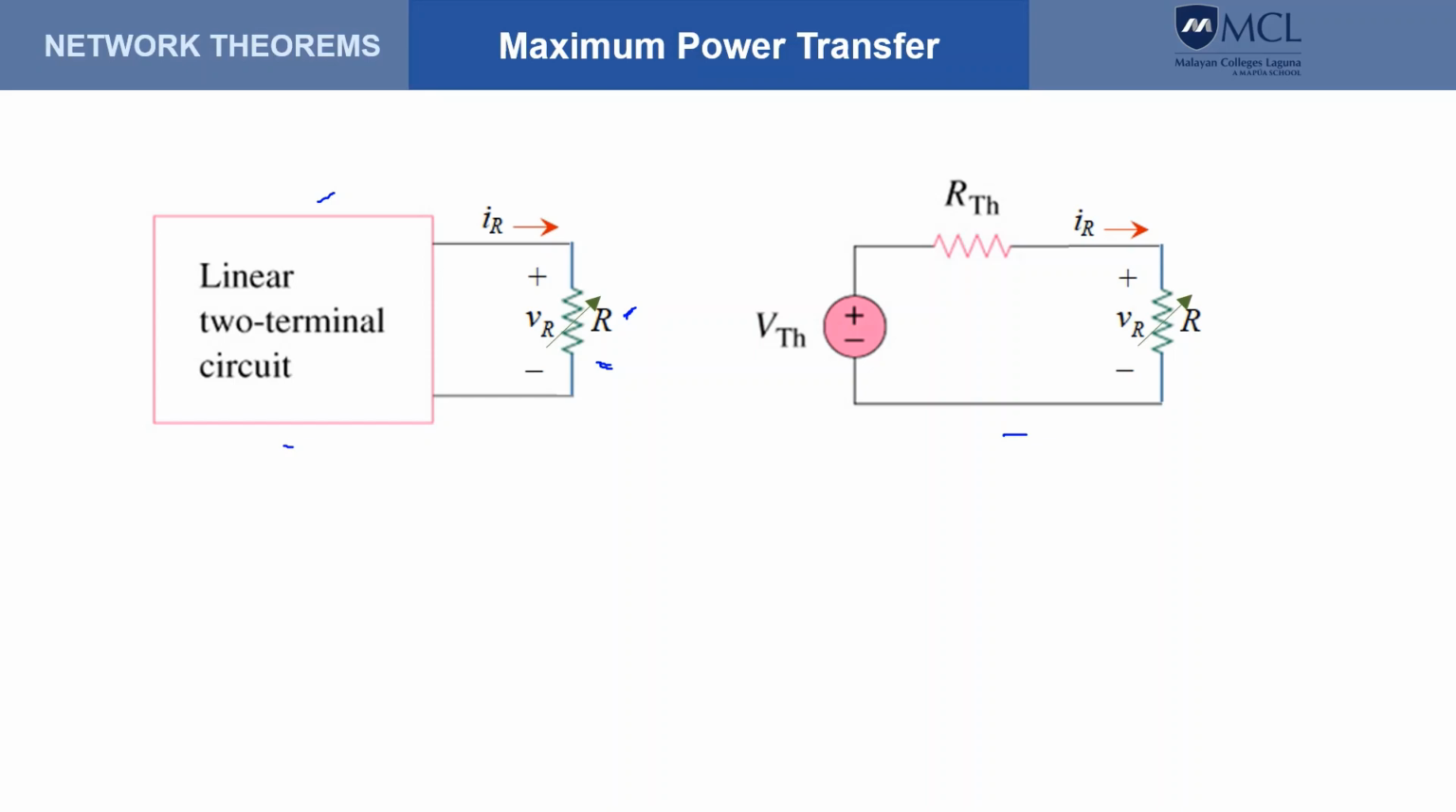Without any proof, let me just state that for R to absorb maximum power, its value must be equal to RTH, where RTH is the Thevenin's equivalent resistance that we will get if we convert that linear two-terminal circuit into its Thevenin's equivalent. I have a separate video, an optional video, where it is shown how this relationship was derived, so you can view that material after this video.